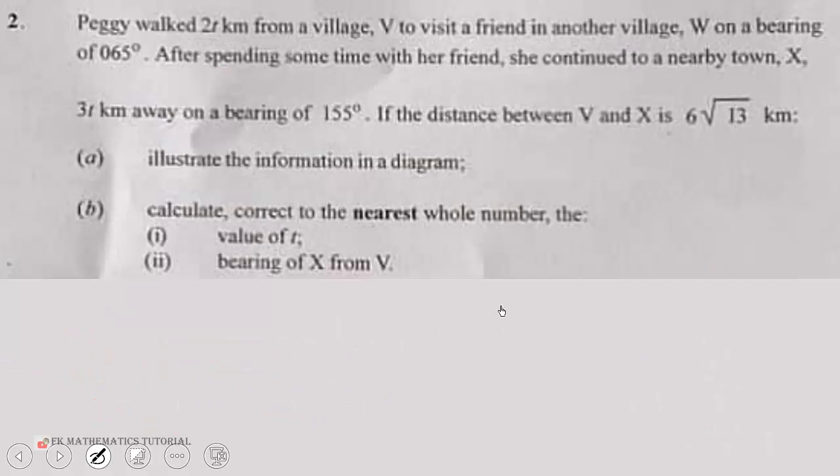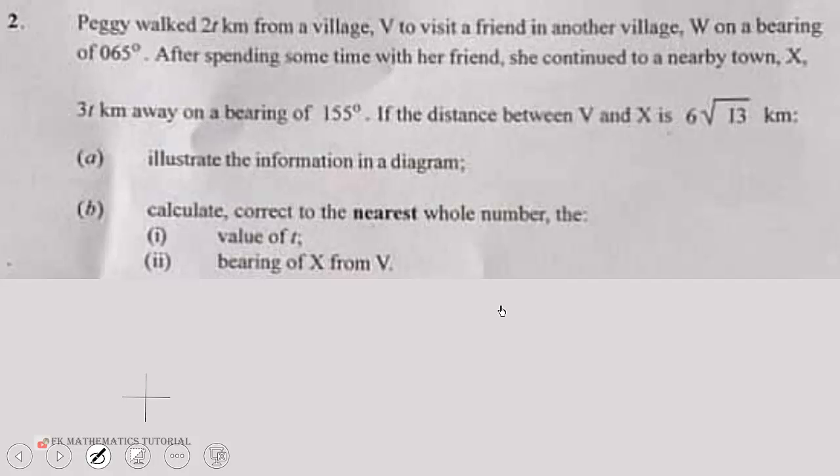Peggy walked 2t kilometers from a village V to visit a friend in another village W on a bearing of 65 degrees. After spending some time with a friend, she continued to a nearby town X, 3t kilometers away, on a bearing of 155 degrees. If the distance between V and X is 6√3 kilometers, illustrate the information in a diagram. Calculate, correct to the nearest whole number, the value of t, and the bearing of X from V.